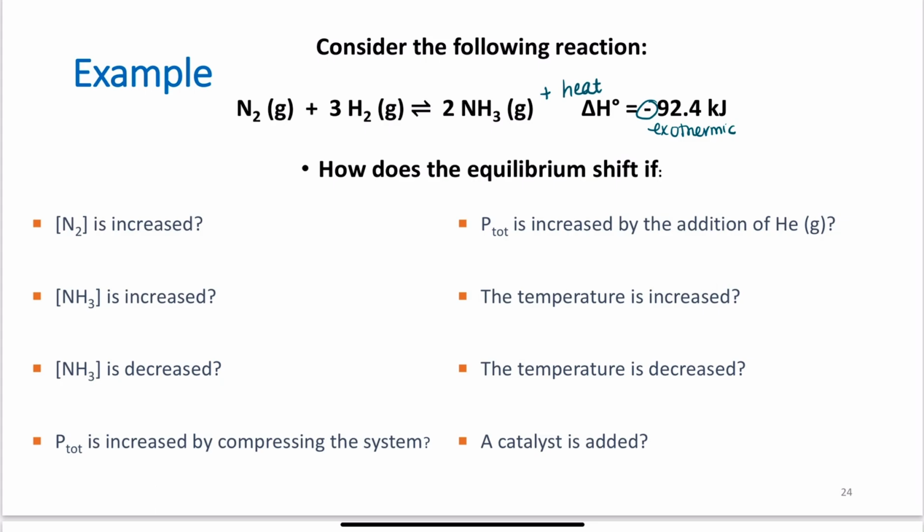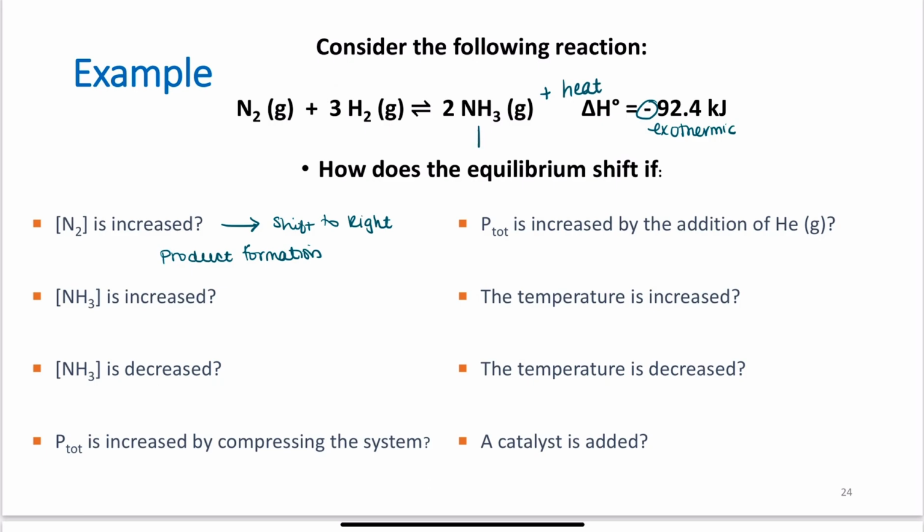What if I increase the concentration of N2? I've increased the concentration here. What's going to happen? The equilibrium is going to adjust and make more product. It's going to be product favored, or shift to the right, because again, the right is where the products are. It's going to take that reactant and adjust to make more product.